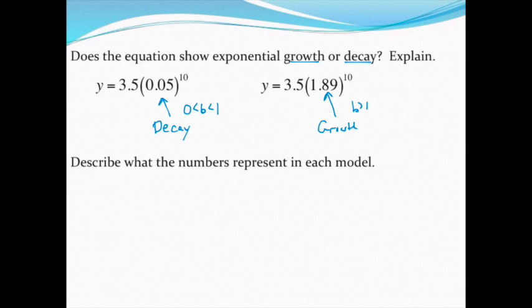The next thing I want to take a look at is what each of the other numbers represent in this model. Both examples start with this 3.5. That number in front we had called the A value in class. That number always represents our initial amount of something, so how much we start with.